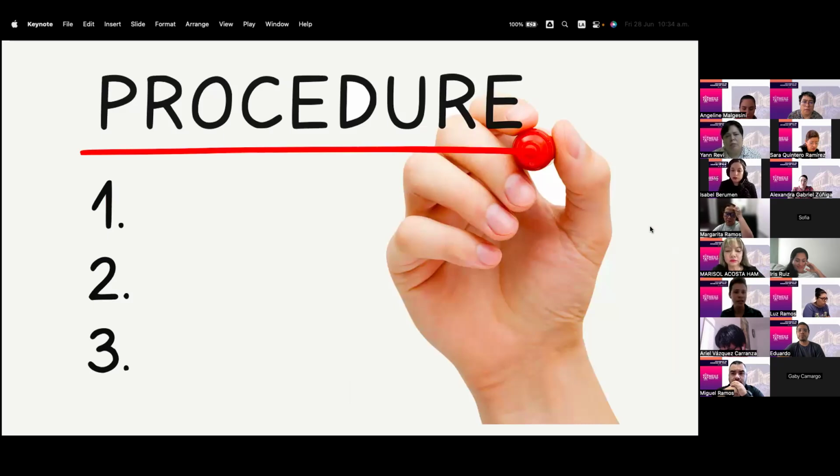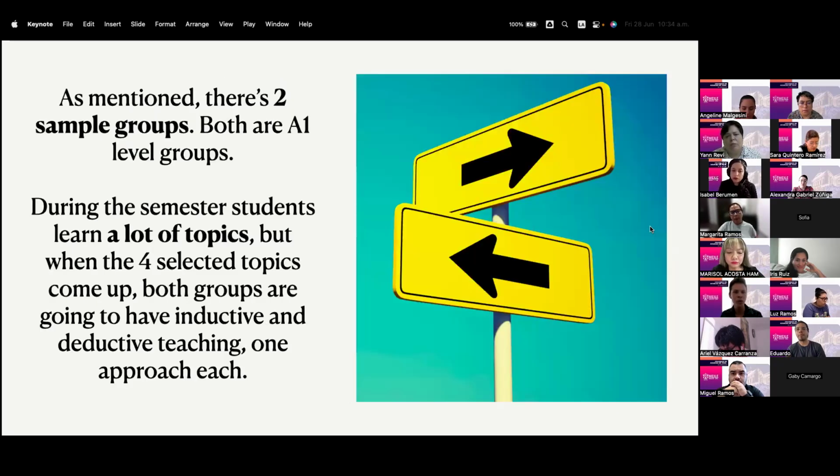And finally, the procedure, well, as I have already told you, we have 2 sample groups. Both are A1 level groups. So during one semester, students receive a lot of content, a lot of information. So we're going to focus only on those 4 topics: simple past, simple present, present continuous, present perfect. And we are going to use those 2 approaches on those 2 different groups.